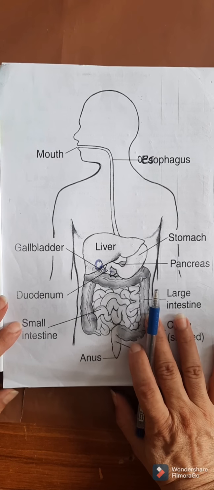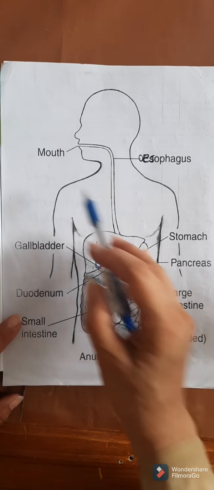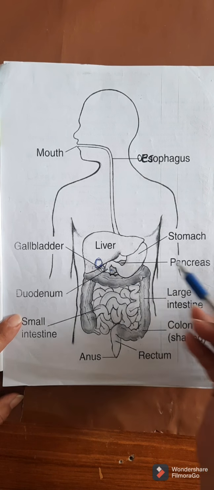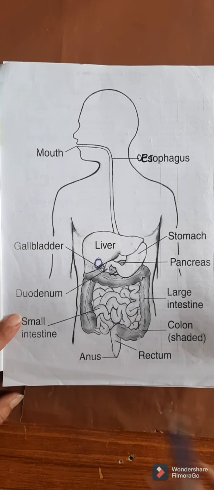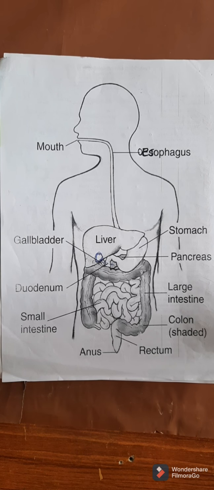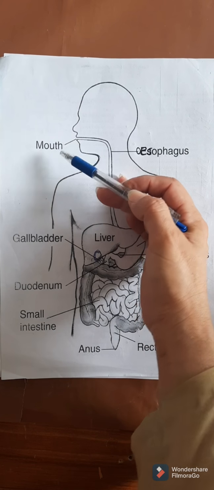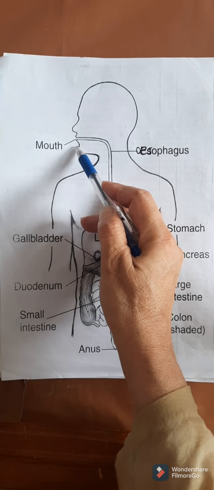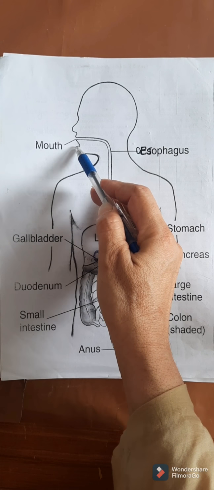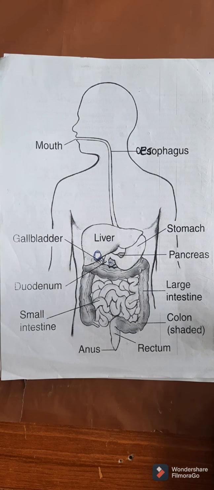This is the digestive system. Digestion takes place over here. It consists of the following organs: mouth, esophagus, stomach, pancreas, liver, gallbladder, large intestine, small intestine, rectum and anus. In the mouth, the food is chewed by means of the teeth. The tongue rolls the food and carbohydrates are broken down into simple sugar with the help of an enzyme known as amylase, which is present in the saliva.